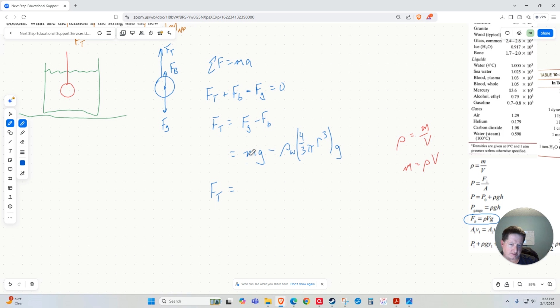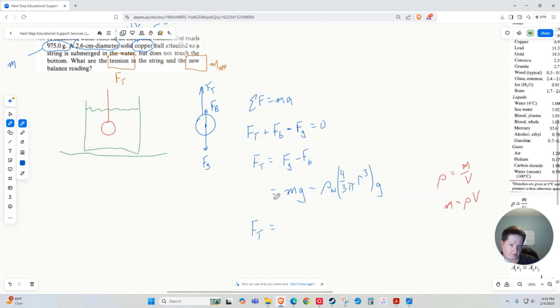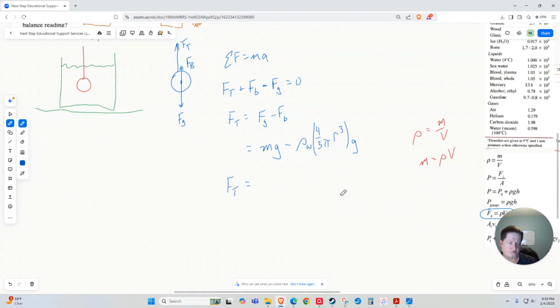Again, this is the mass of the copper ball that has gravity pulling on it. This is the force of gravity. So that mass can be the density of the copper times the volume of the copper, which is the same as all this hot mess over here. And there is an acceleration due to gravity there. Same volume here.